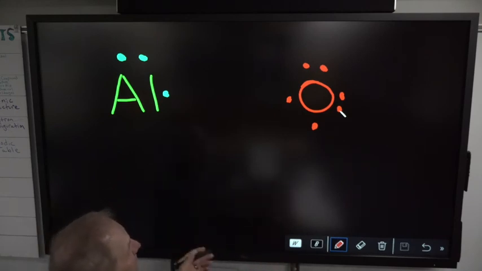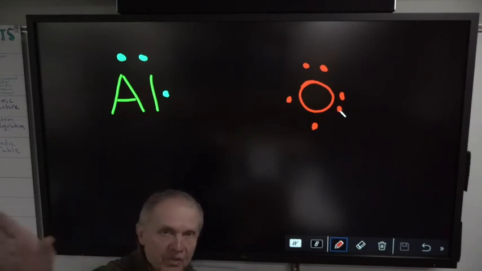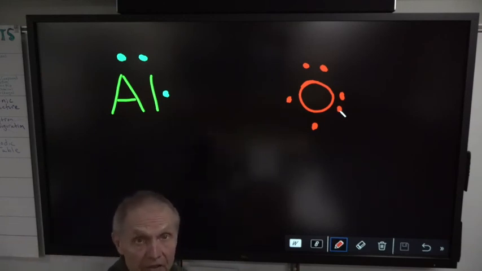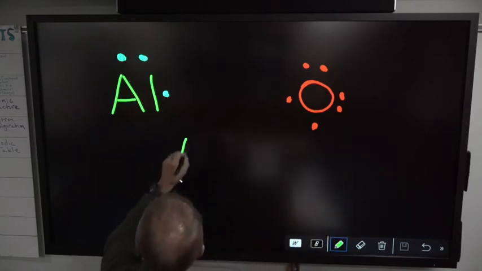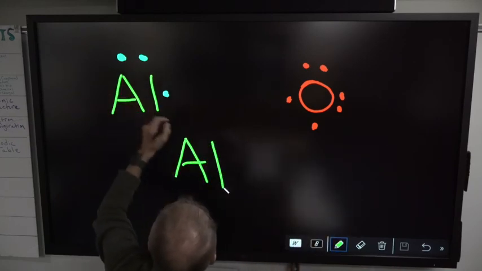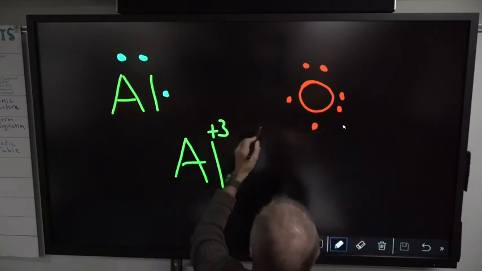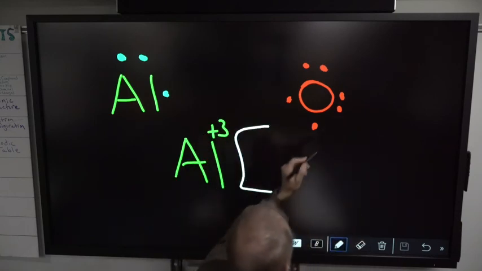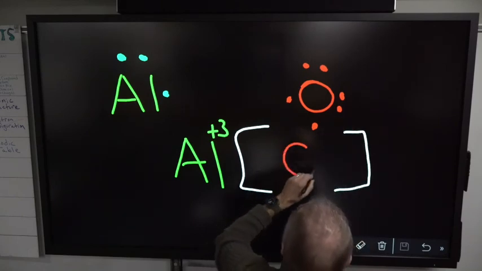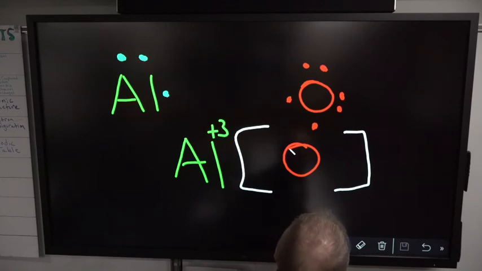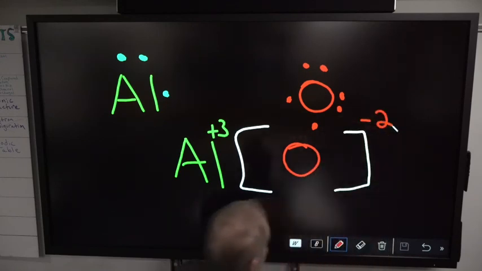Well, let's see. Remember, they got to collide. Nothing happens to the nucleus. Nothing happens to the inside shells. It's only the valence electrons. So we're going to go aluminum, Al. It's going to lose those 3, plus 3. And then we're going to go brackets, which means total transfer. We're going to put oxygen in there. And we're going to put minus 2.